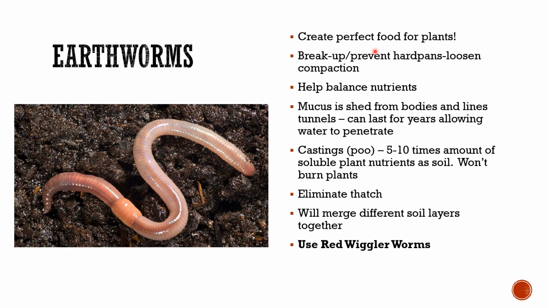Earthworms create the perfect food for plants. This is a food that will not burn plants. You can't overuse this. They are there for a reason and they're doing their thing. They help to break up hard pans, to loosen compaction. If you have clay soil, worms are your friend. You definitely want them. They balance nutrients in the soil.